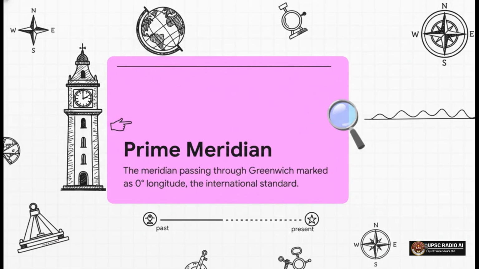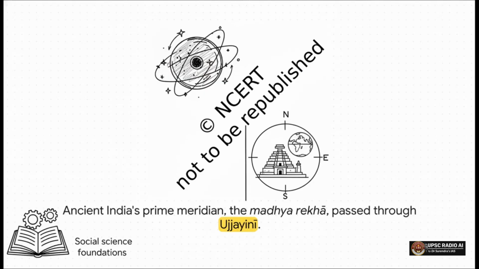So way back in 1884, the world pretty much agreed that the line passing through Greenwich in London would be the big 0, the starting point for all longitude measurements. But, and this is important, Greenwich wasn't always the center of the world's map. And that brings us to a really fascinating and, frankly, a high-yield fact for your exams. Long before Greenwich was the standard, ancient India had its very own prime meridian, the Madhya Rekha, which passed right through Ujjain, a major hub for astronomy. It just shows how advanced India's understanding of this was centuries ago.